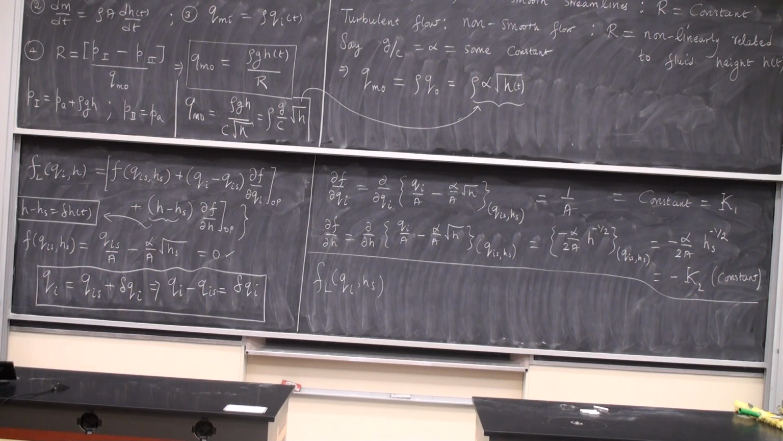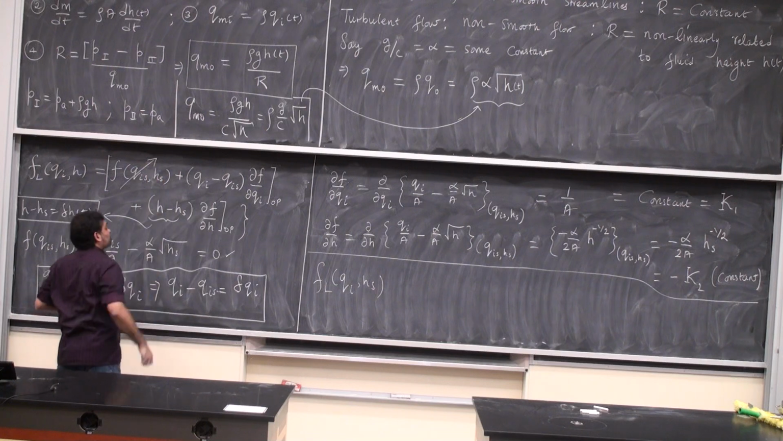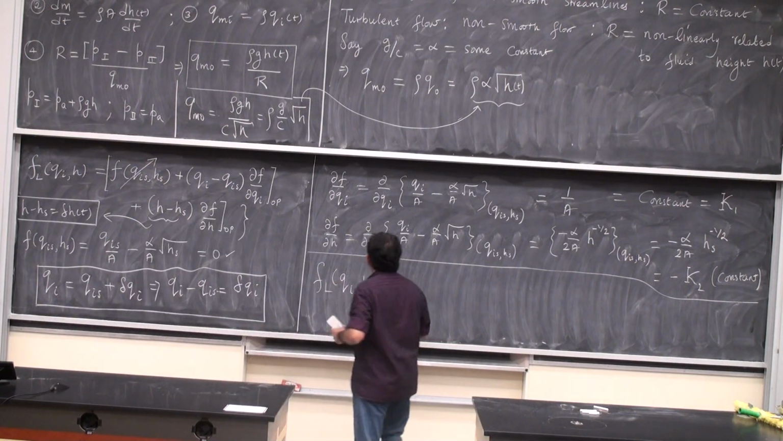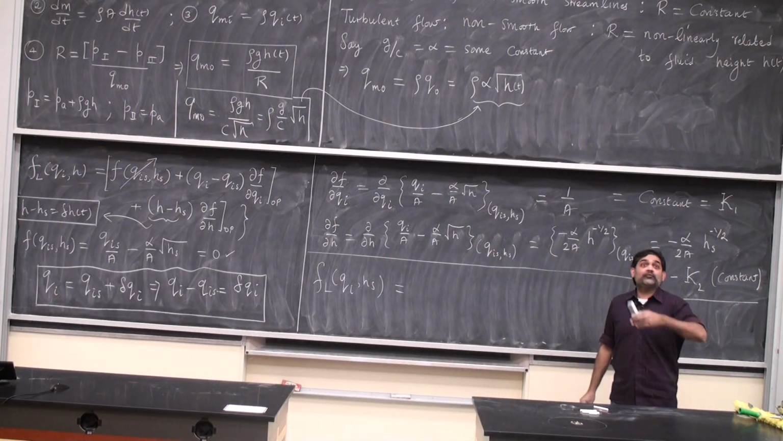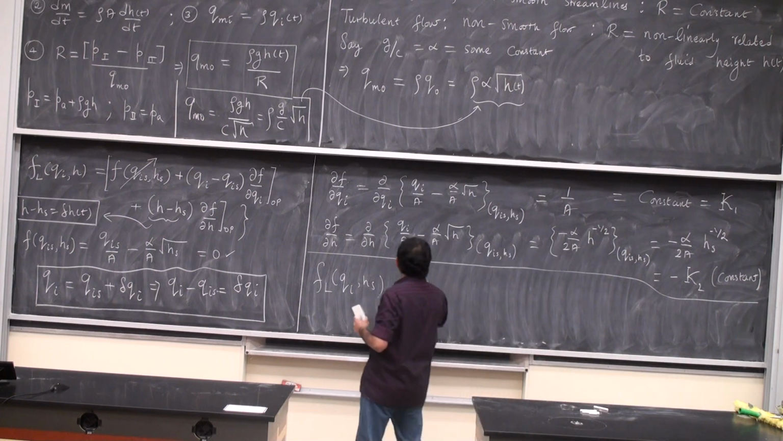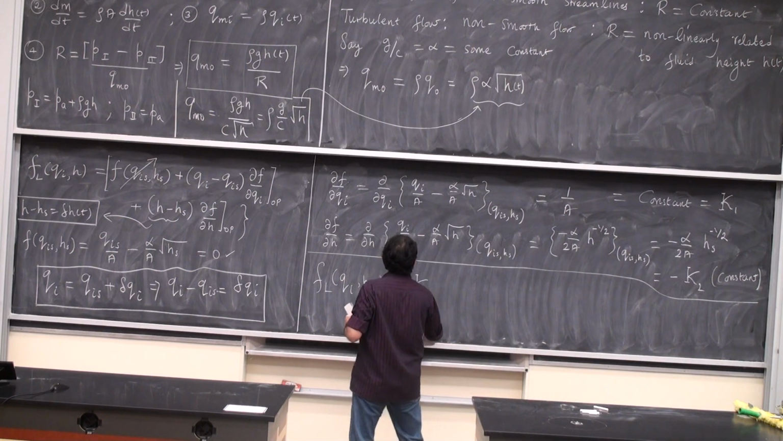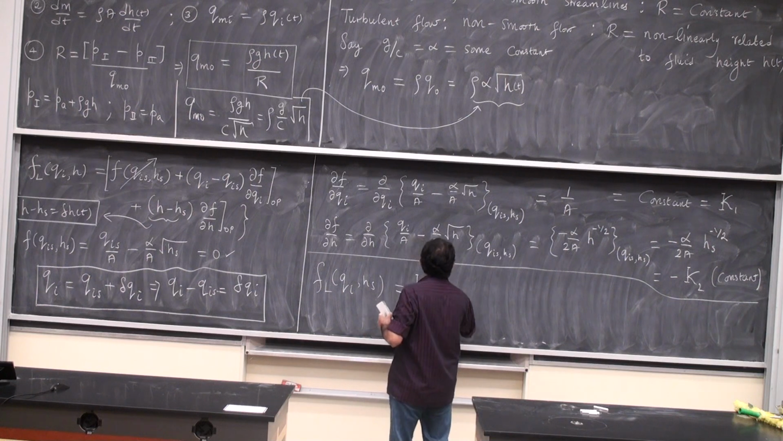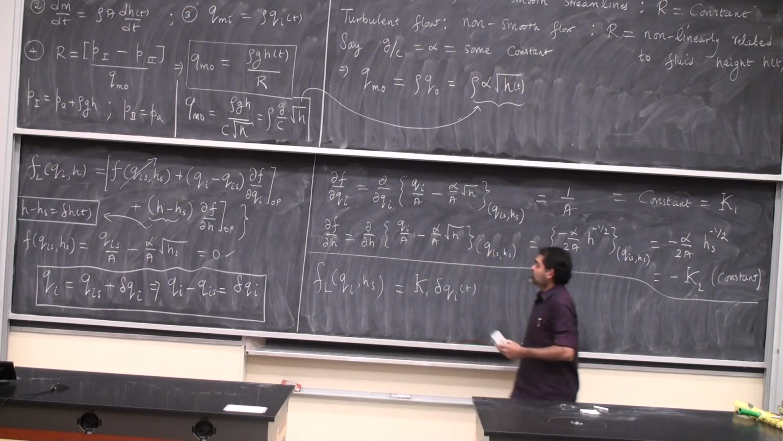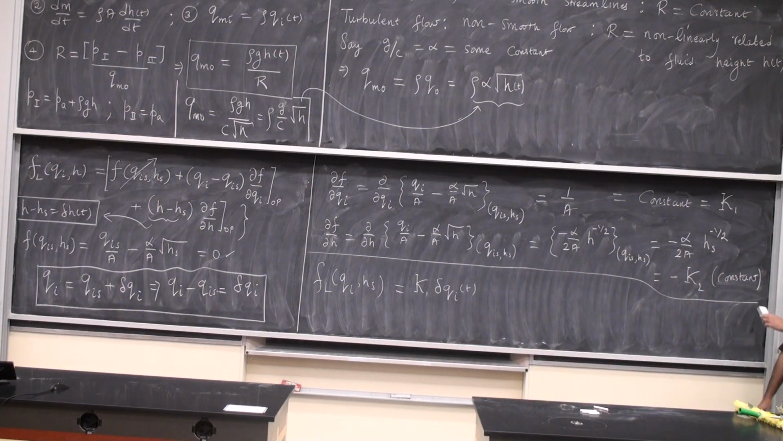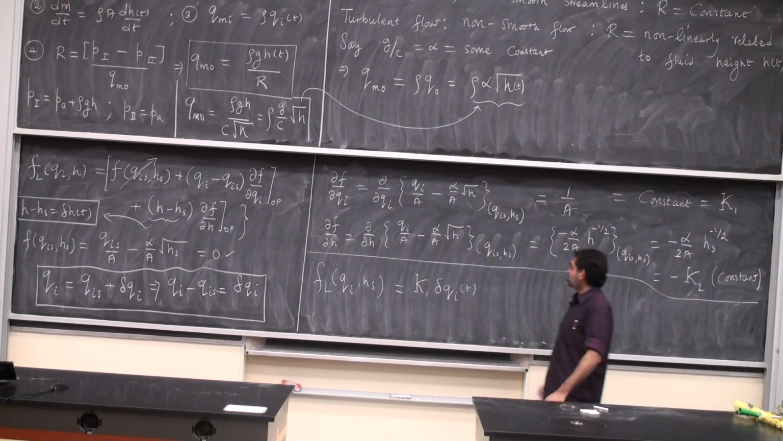That's about it, right? I substitute, this first term vanishes, and so I have df by dqi at the operating point is a constant k1. So this is some k1 delta qi. Then the second one is minus k2 delta h.